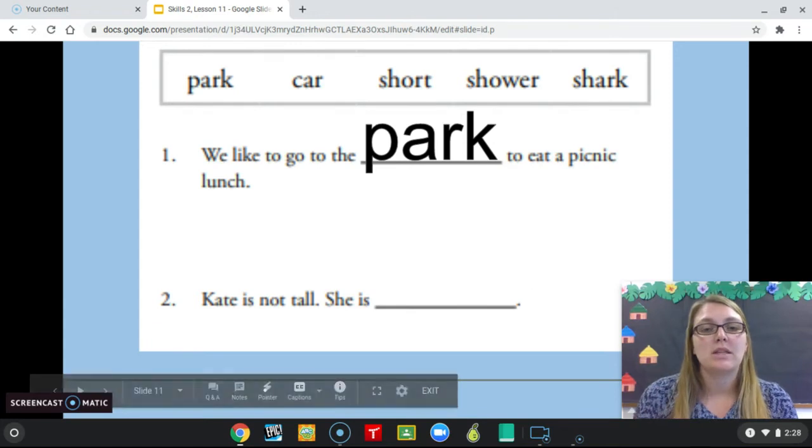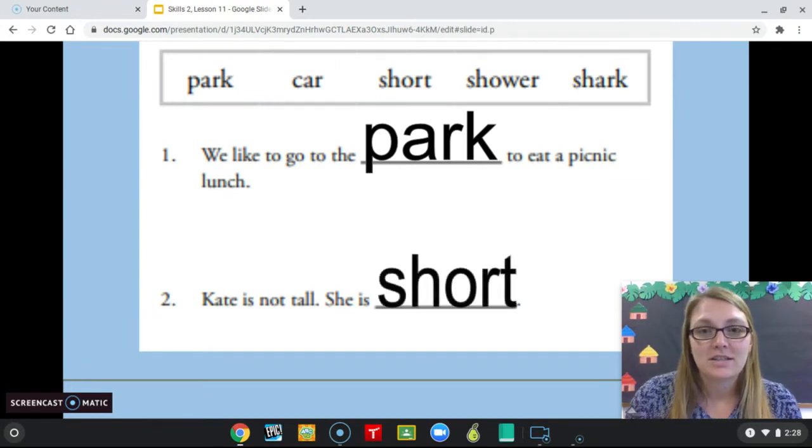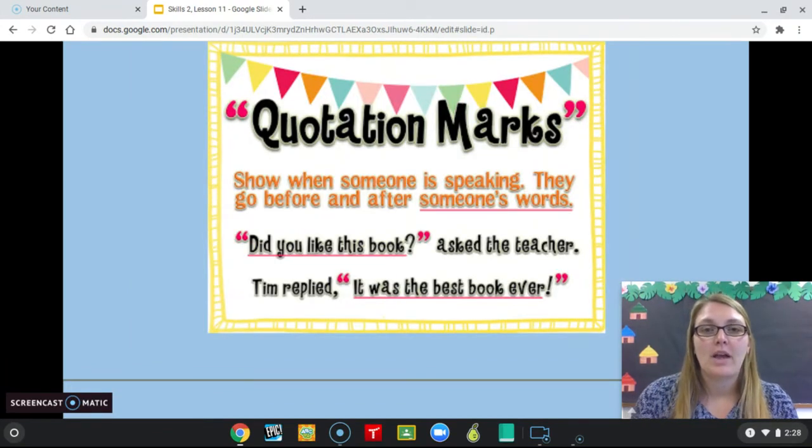Number 2, Katie is not tall. She is blank. So what word up there is the opposite of tall? She's not tall. She's short.